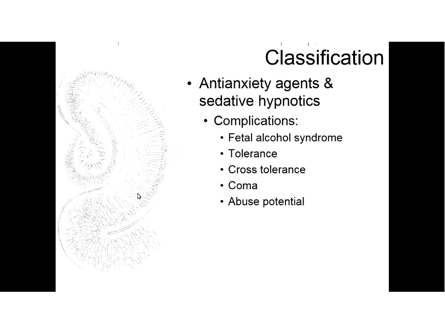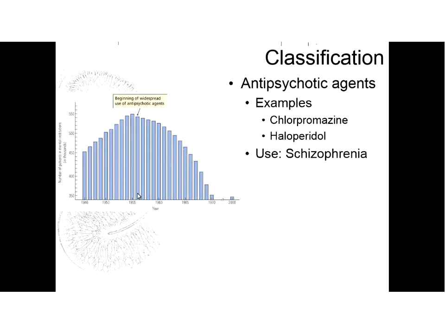In terms of our next class of drugs, we'll talk a little bit about antipsychotic agents, and we'll talk about their mechanisms of action. They were developed very early on. We found that these drugs were very effective in treating individuals that had schizophrenia.